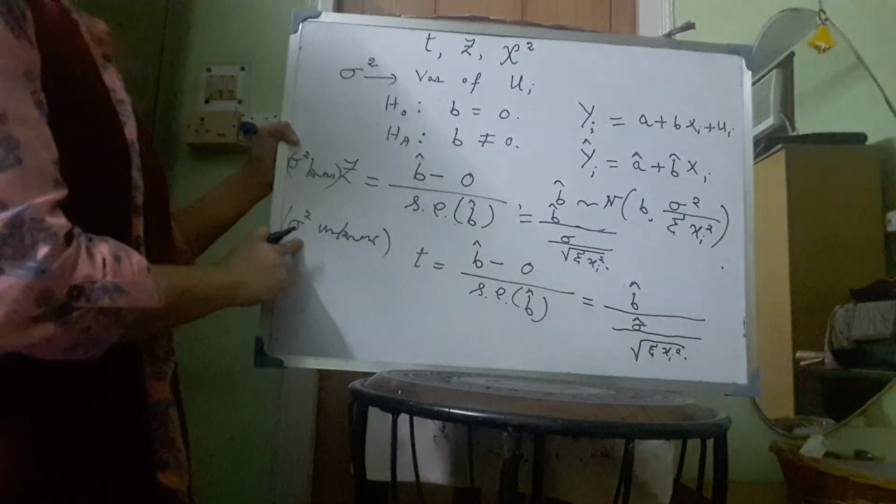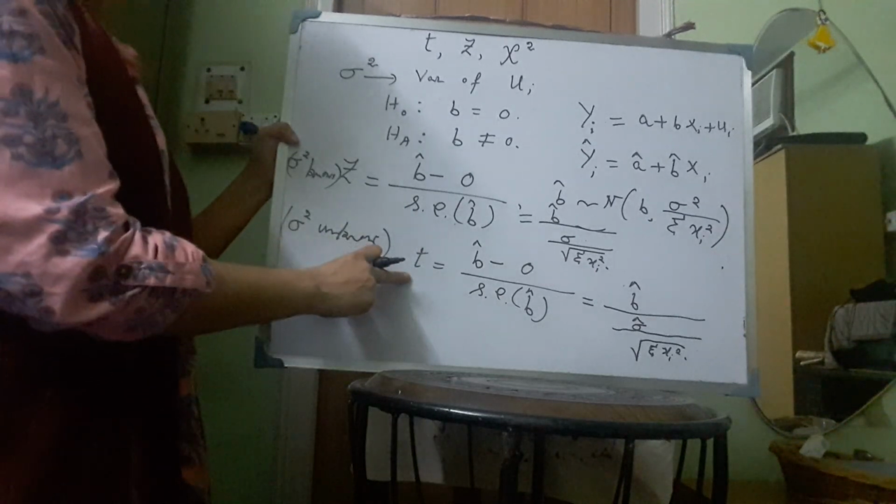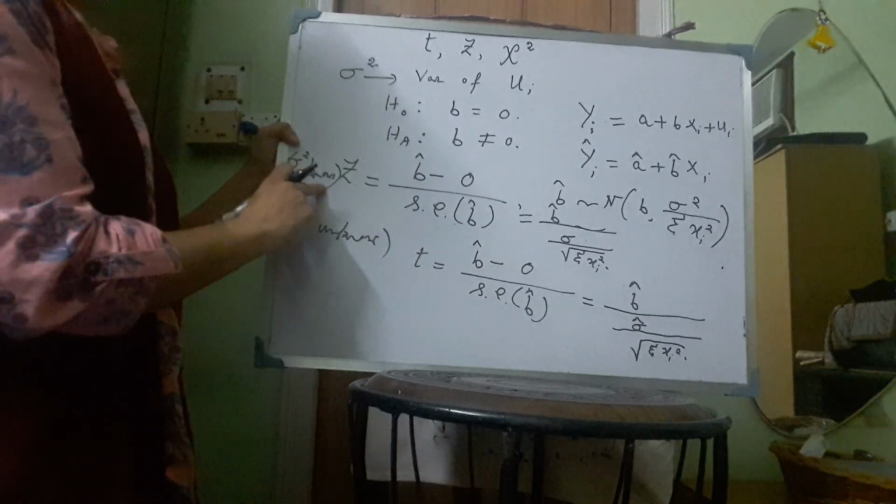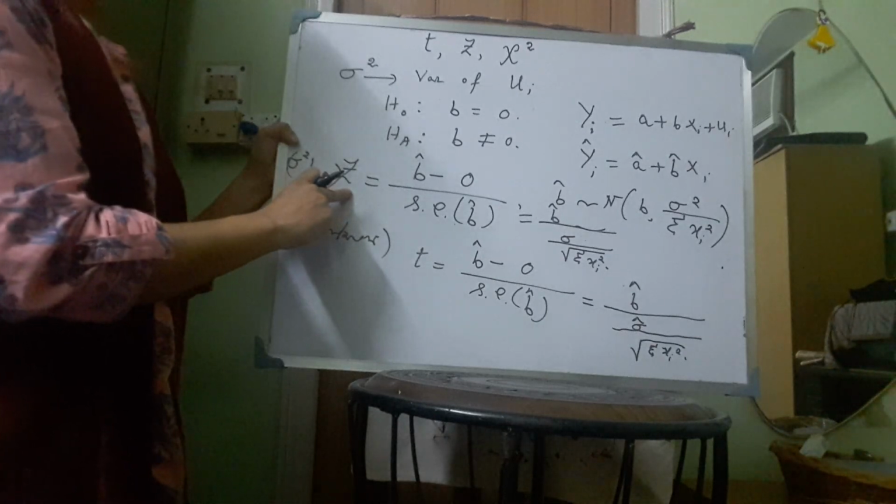So when sigma is unknown, we are using the t statistics, and when sigma is known, then we are using the z statistics.